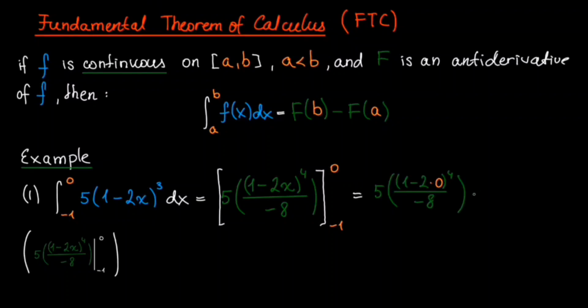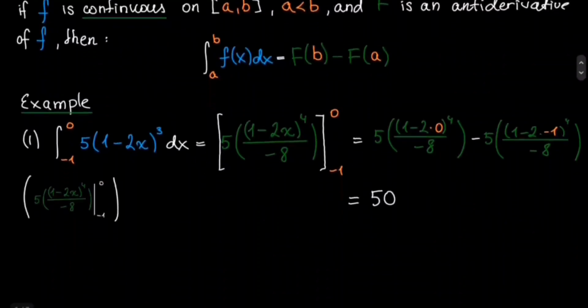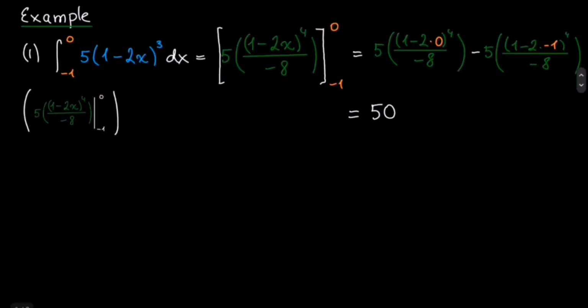Okay, then we're going to put the minus sign, and after that, we plug in a into the antiderivative function. In our case, the lower value, so -1. And then finally, all you have to do is just calculate everything. You can do this on your own, and I can tell you the answer here is going to be just 50. I believe this isn't extremely difficult.